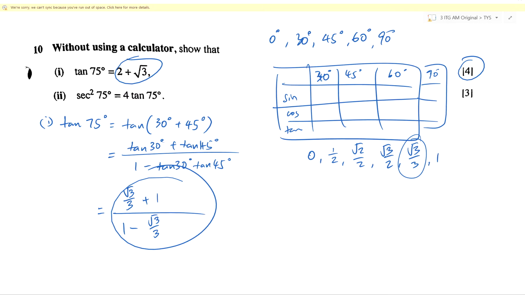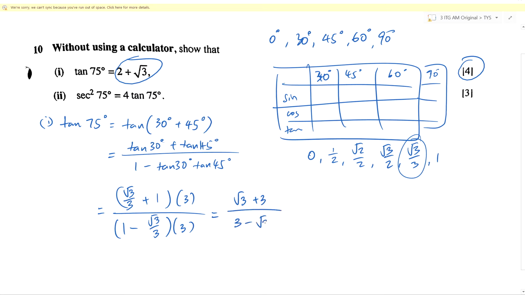This is now a surds question. Okay, but before I employ the surds, I want to multiply by 3 because I'd rather have a numerator and denominator without fractions. Multiply by 3 throughout. We arrive at root 3 plus 3 over 3 minus root 3. Now we need to rationalize the denominator.